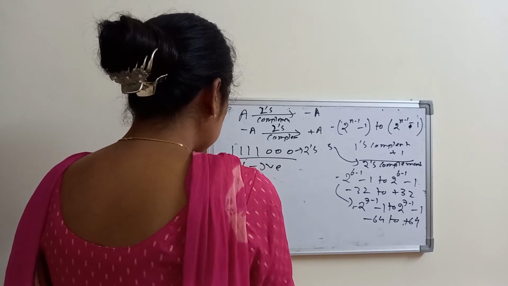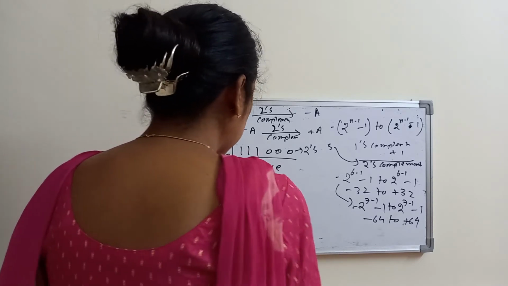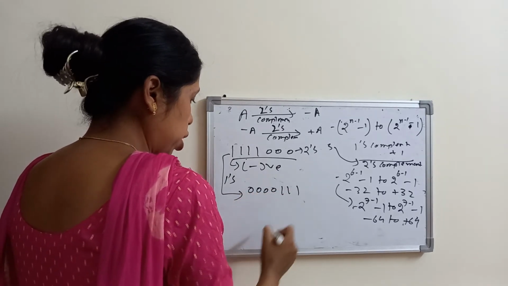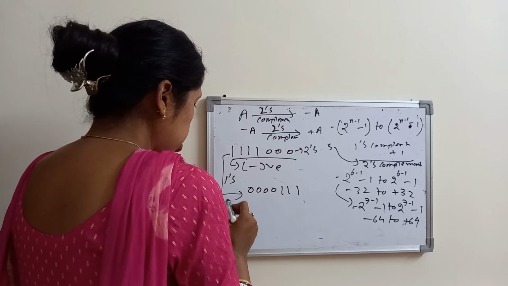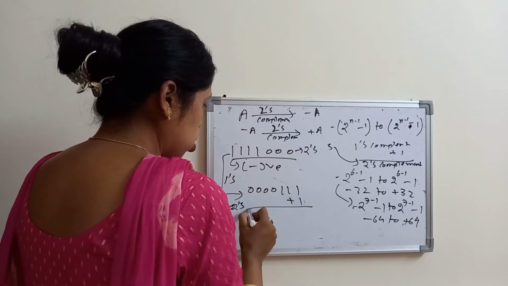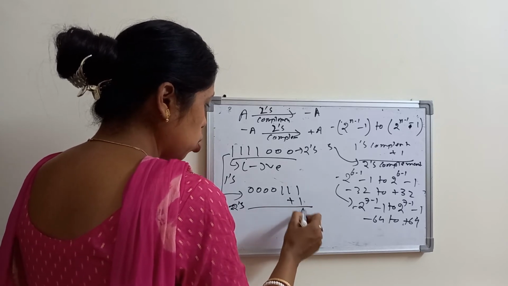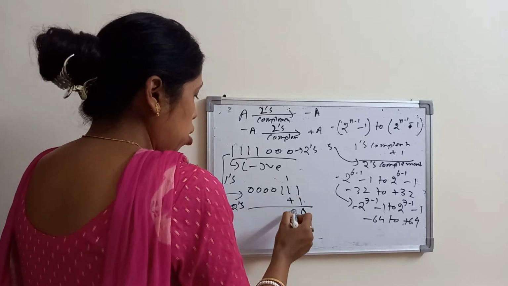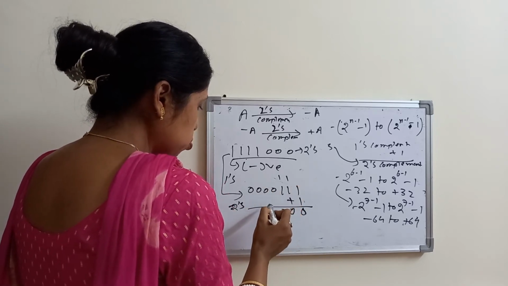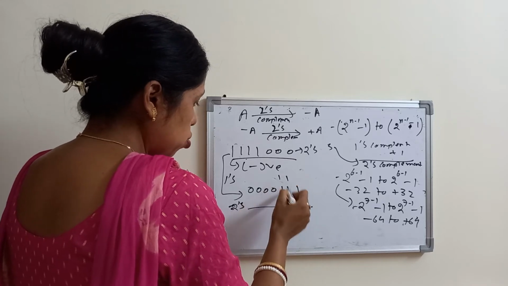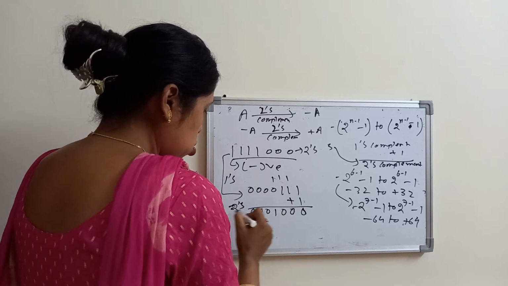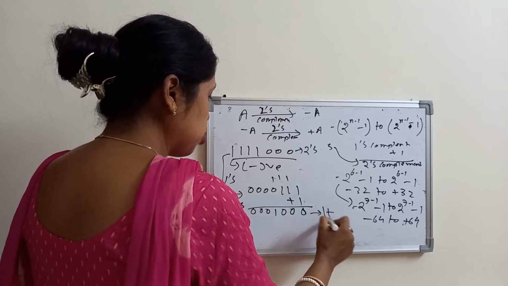So for 2's complement, first you have to do the first complement of this number, 0 0 0 0 1 1 1. And for getting the 2's complement, I have to add plus 1. If we add plus 1, the carry will be added here, and carry again, and so on. Okay, this is the corresponding positive number.